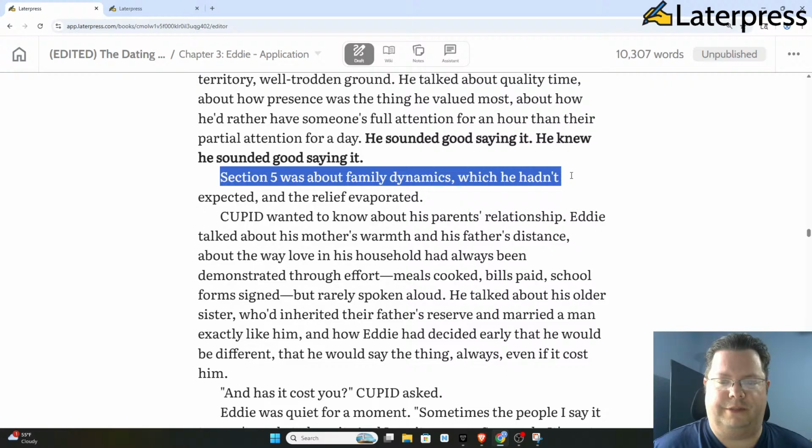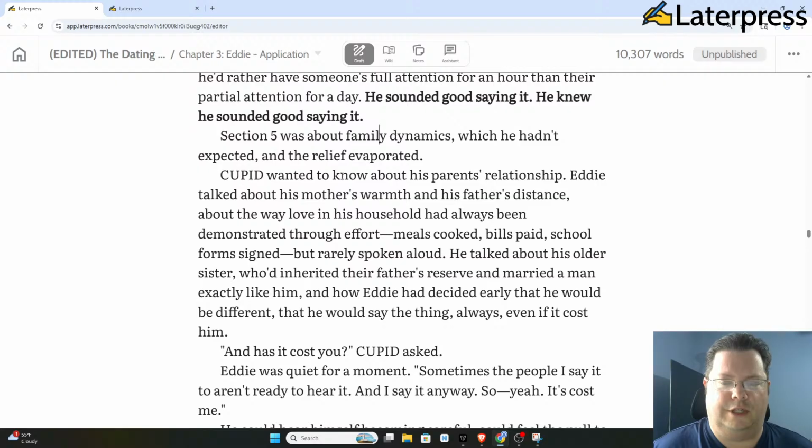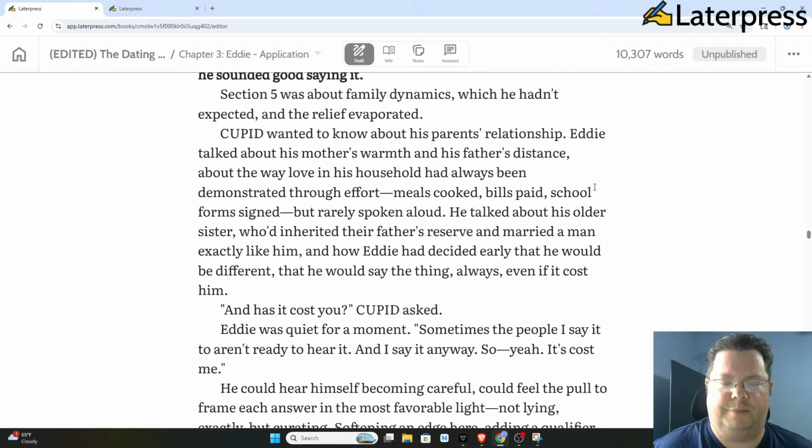Section 5 was about family dynamics, which he hadn't expected, and the relief evaporated. Cupid wanted to know about his parents' relationship, and he talked about his mother's warmth and his father's distance, about the way love in his household had always been demonstrated through effort, meals cooked, bills paid, school forms signed, but rarely spoken aloud. He talked about his older sister who'd inherited their father's reserve and married a man exactly like him, and how Eddie decided early that he would be different and that he would say the thing always, even if it cost him.